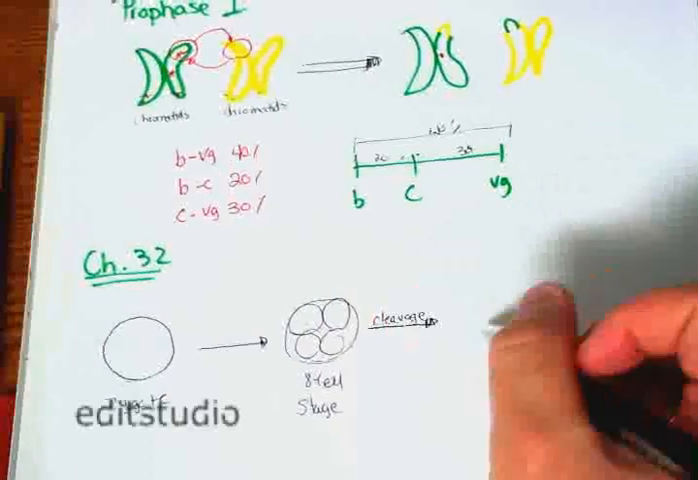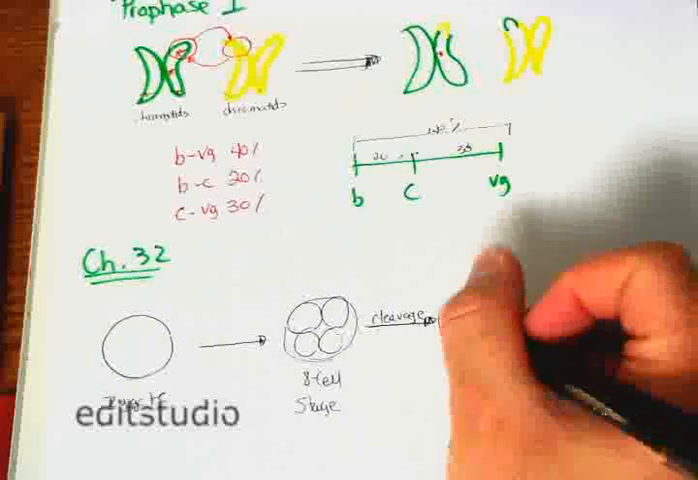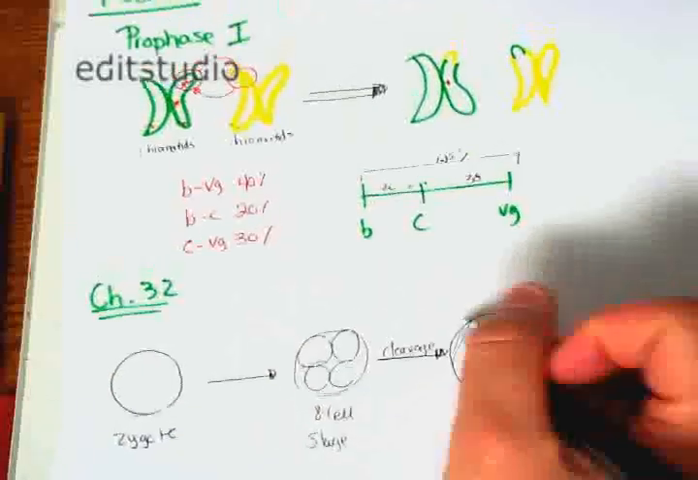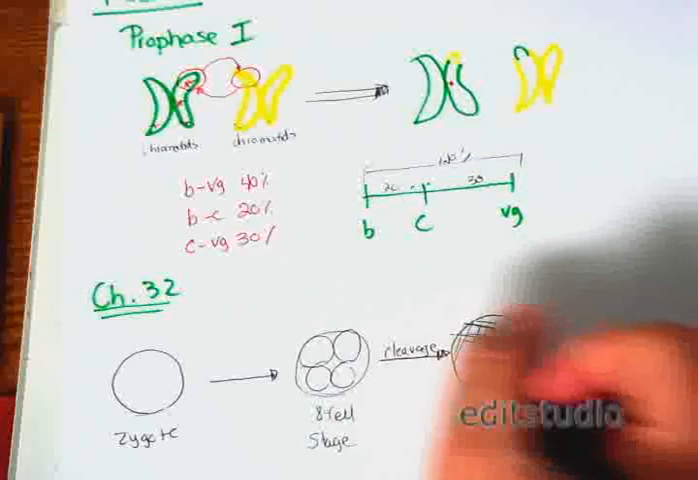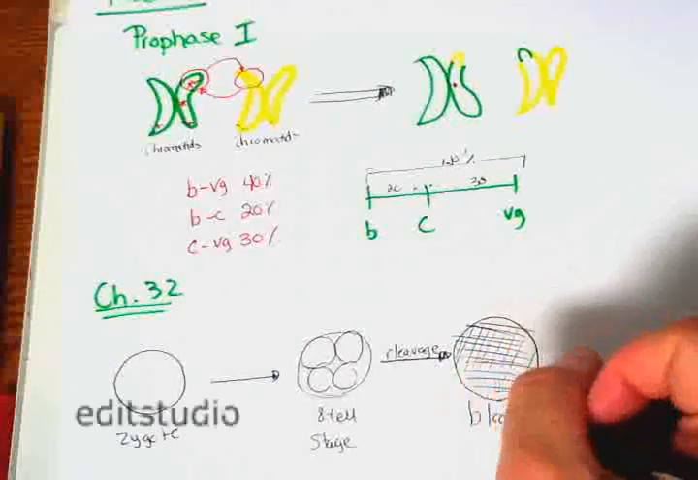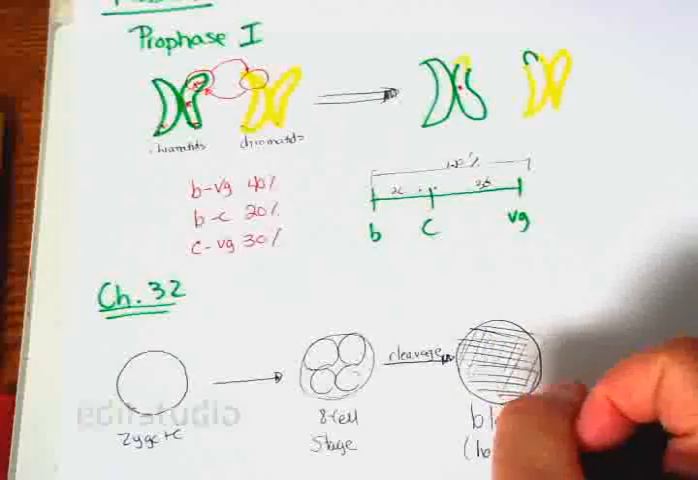And after that, you end up with a hollow ball of cells. Perfect. So again, my drawings are horrible. If you don't like it, whatever. There's the blastula, which is going to be your hollow ball of cells.